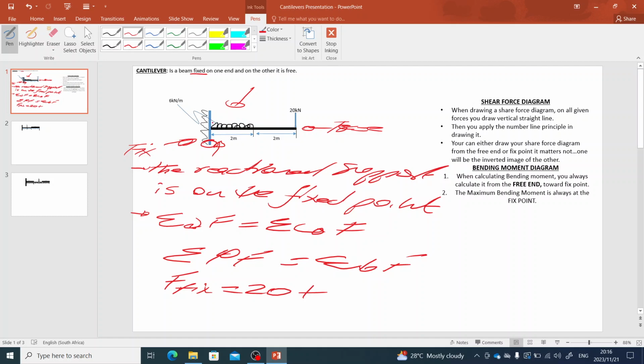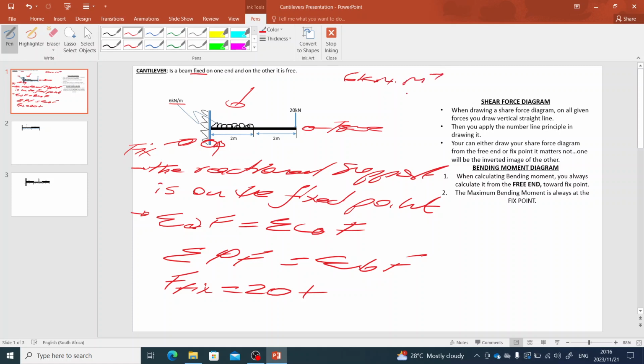We then have to convert the UDL into what? A concentrated load. Now, what does the UDL simply mean? It's a uniformly distributed load. It can either be distributed by sections or over the whole span of the beam. In this case, it is distributed evenly, so as per the section. Now, we then have to convert it. In converting it, we are having 6 kilonewton per meter.